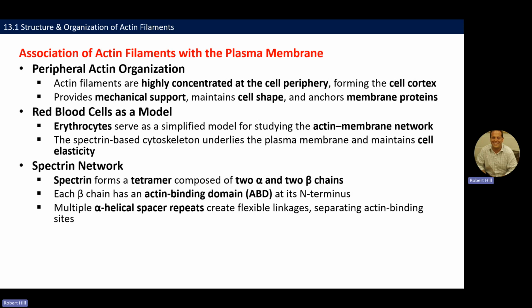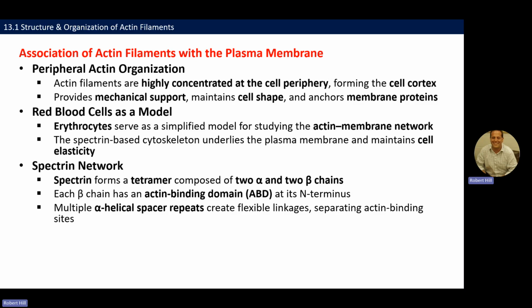Also, red blood cells have no nuclei. So their physiology is really directed at maintaining hemoglobin and maintaining a certain cellular shape. So, good model system. All right. One of the main proteins that interacts with actin underneath the plasma membrane is this protein called spectrin, and we're going to see that. And it's spectrin that actually gives the cell its elasticity.